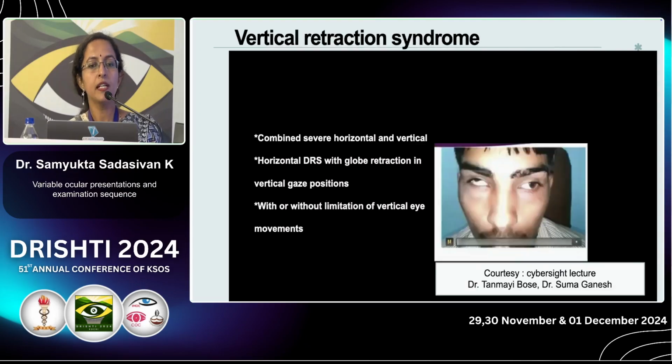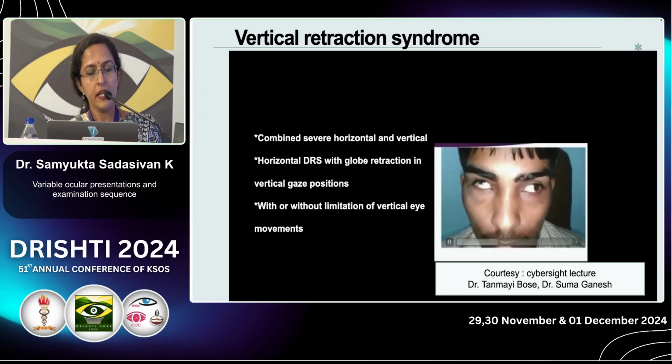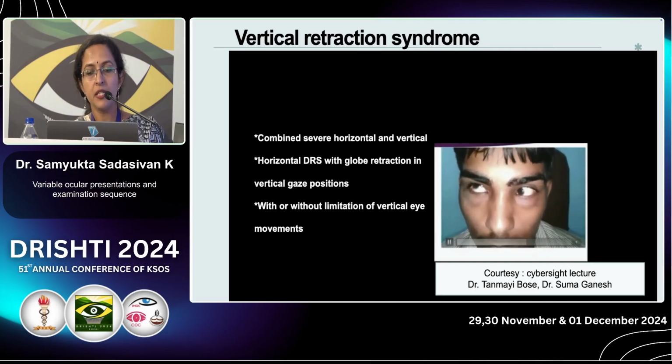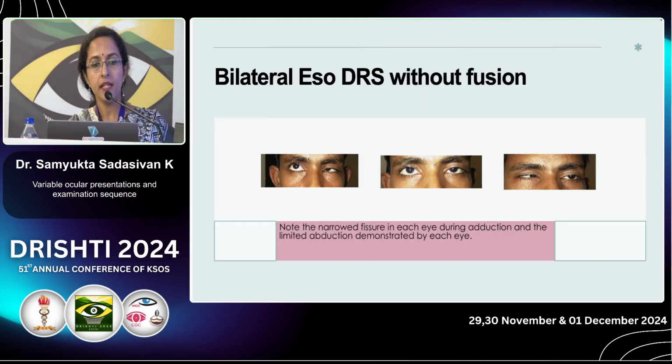And this is vertical retraction syndrome. Here there is a horizontal DRS with globe retraction in vertical gaze positions. And there may be associated limitation of vertical eye movements. Here this patient has a limitation in infraduction. And this is bilateral ESO-DRS without fusion.